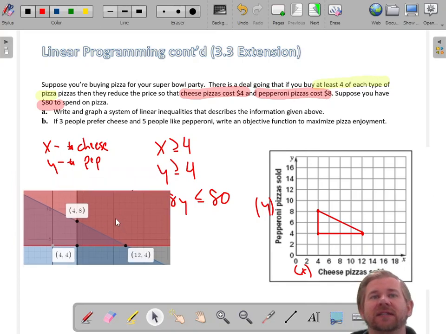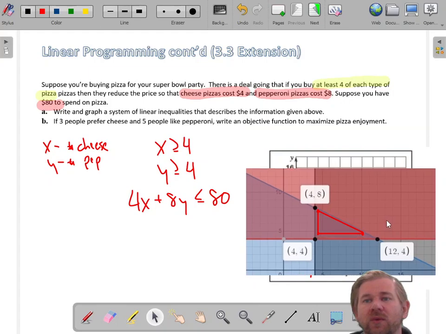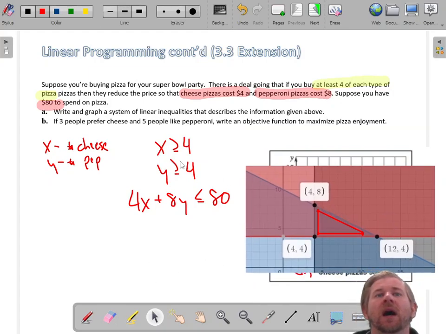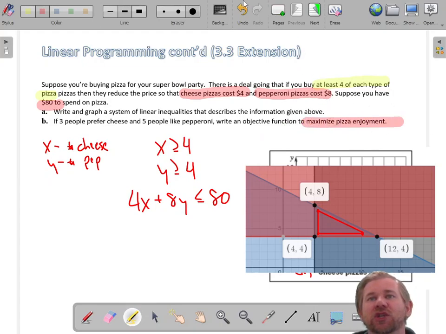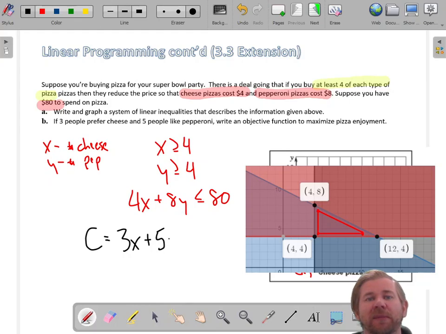Now, I have an objective function. Well, I don't have an objective function yet. So I'll just put this right here. Ooh, that's pretty cool. I like it. All right. The objective function is what we're trying to maximize: pizza enjoyment. Usually we say C or P for the objective function, P if it's profit, but I'll use C because it's not. 3 people prefer cheese. So for every cheese pizza I order, I make 3 people happy. 5 people prefer pepperoni. So for every pepperoni pizza, I make 5 people happy.